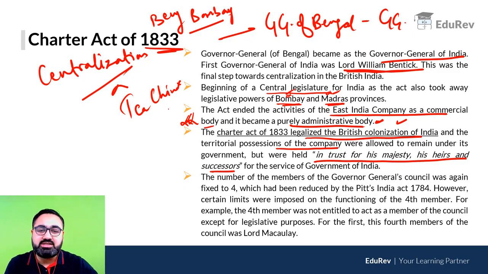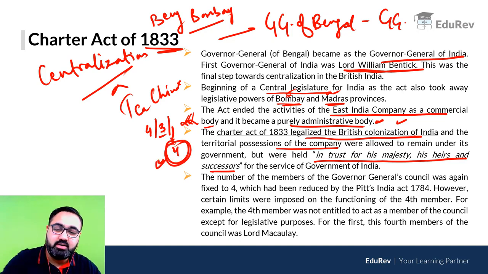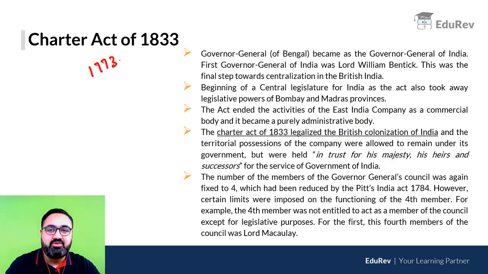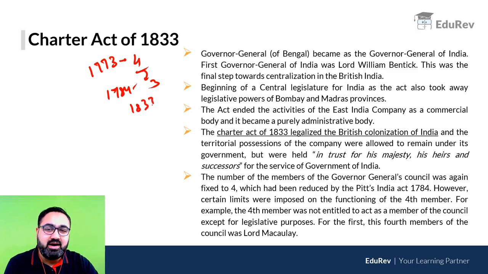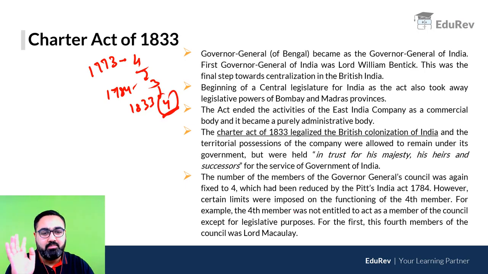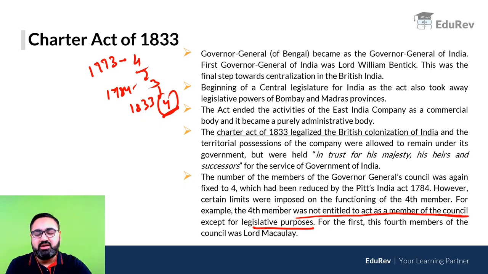Also, the Governor General's Council, which started with 4, had turned into 3 with Pitt's India Act. It again had a 4th member. Now, this is important. If you remember the first video that we did, in 1773 Regulating Act, a 4-member Executive Council was appointed. In the 1784 Pitt's India Act, it was changed to 3 members. And in 1833 Act, it was again changed to 4 members. The 4th member that was added was not given complete powers. The 4th member that was added was not entitled to act in the council except for legislative purposes. So only when the law making was happening, only then the 4th member was invited, but otherwise the 4th member was not invited in the council.